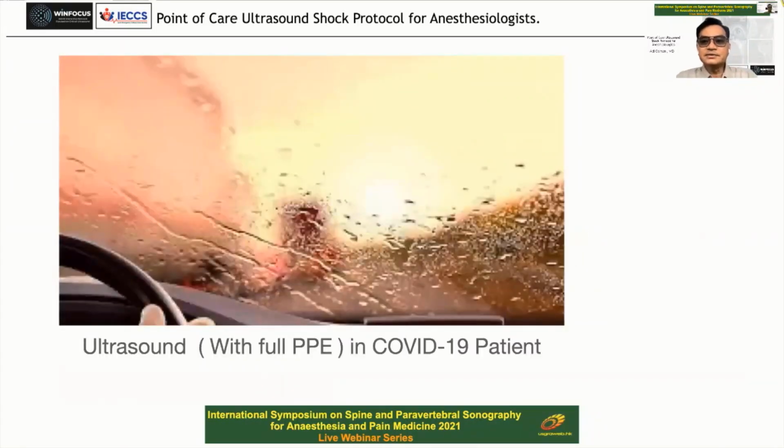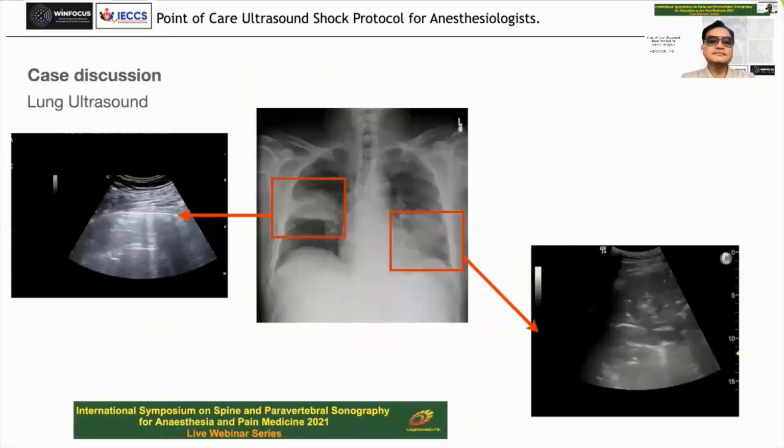I think by now we know the difficulty of doing ultrasound, especially with full PPE in a COVID-19 patient. This picture exactly describes what we have to face every time we want to do a focused cardiac ultrasound in a COVID-19 patient with full PPE.